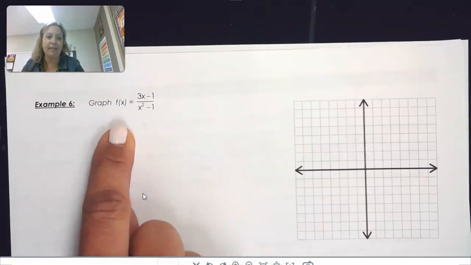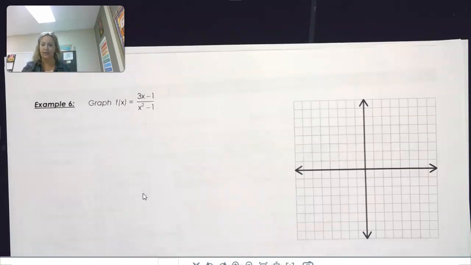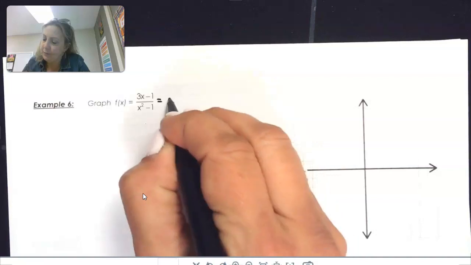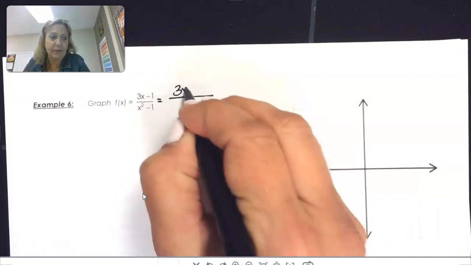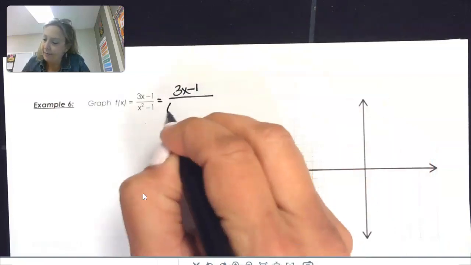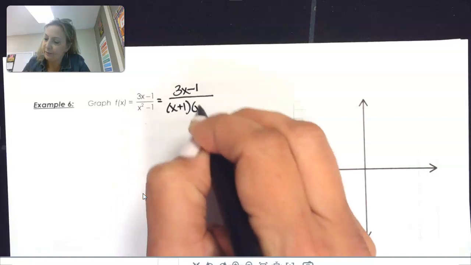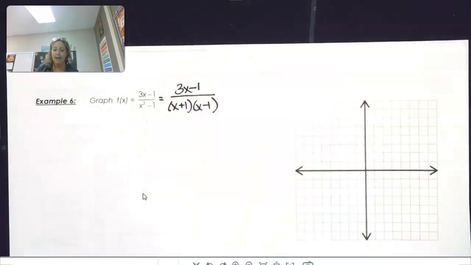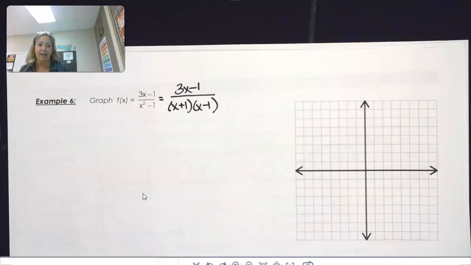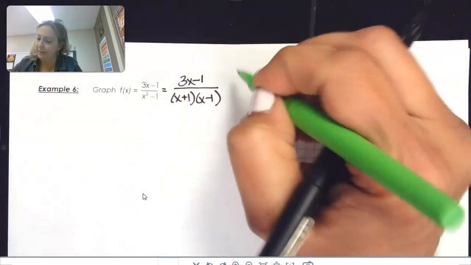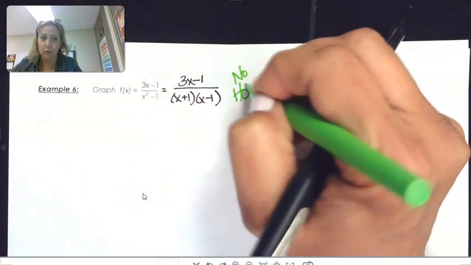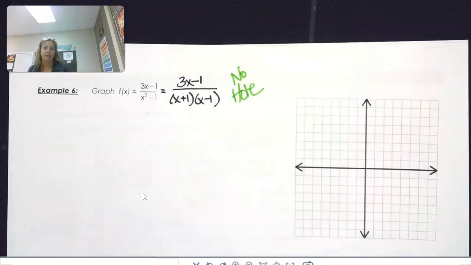Continuing on, today we're going to be looking at example 6. We're going to graph f of x equals 3x minus 1 over x squared minus 1. For this one, the numerator can't be factored, so I'll leave that as 3x minus 1. The denominator can be factored as x plus 1, x minus 1. Notice that there aren't any common factors that I cancel, so that means there's going to be no hole. We don't have to worry about the presence of a hole here.